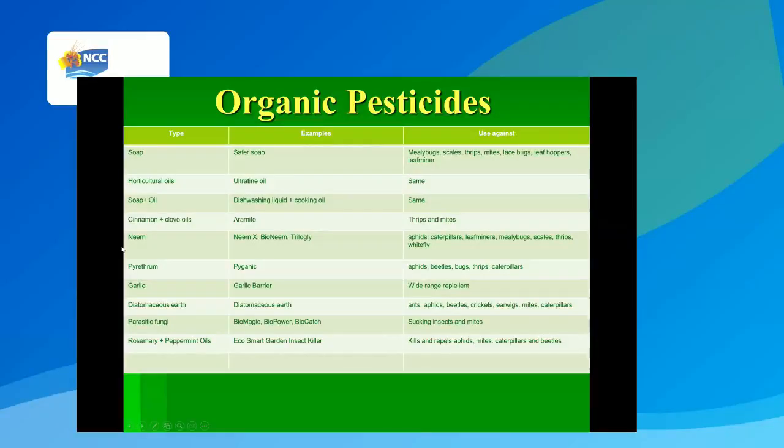Garlic Barrier. And this mainly acts as a repellent. The smell of it repels the insects, so they actually don't get onto your plant to do the kind of damage that we have been talking about. Another example of an organic pesticide, again, is one called diatomaceous earth, which is basically fossilized remains of tiny organisms.